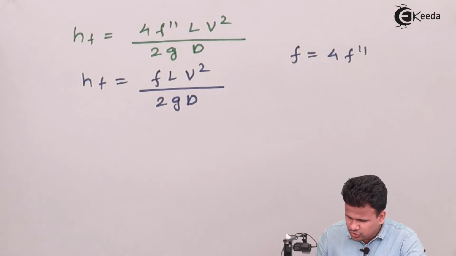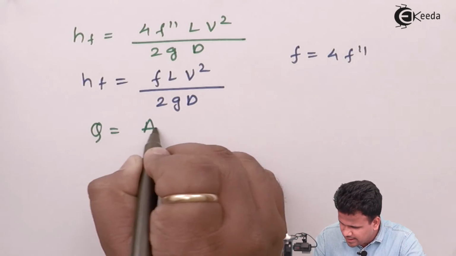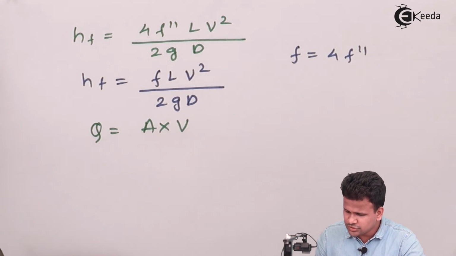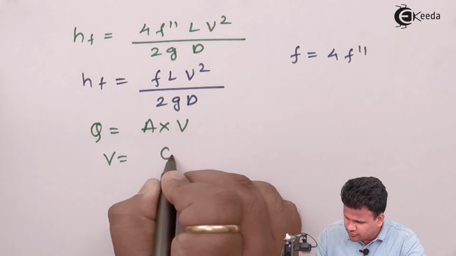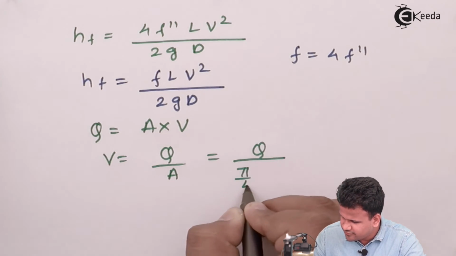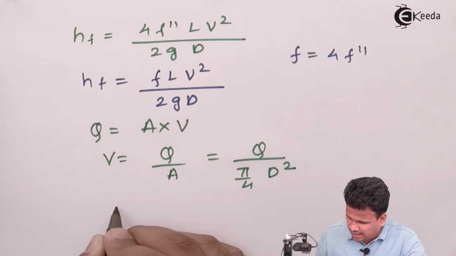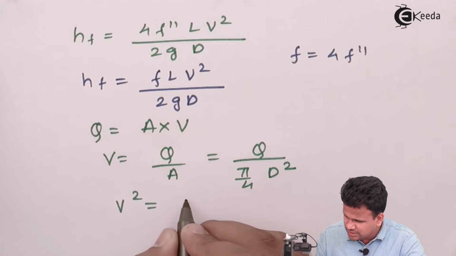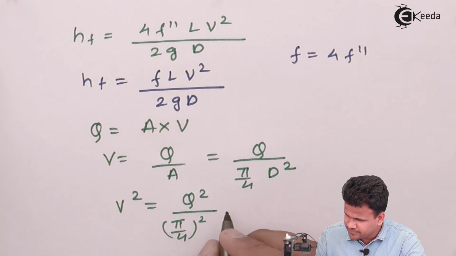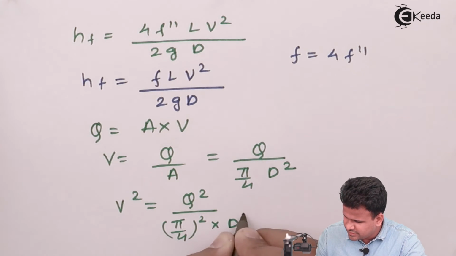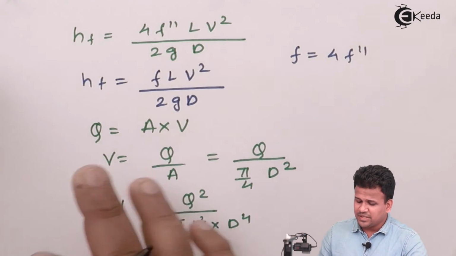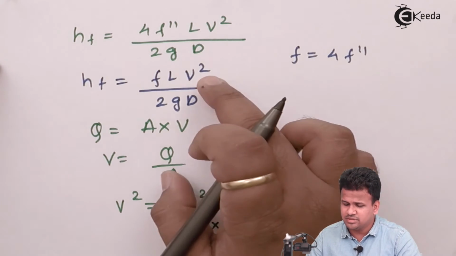Now we know that Q equals area into velocity. So velocity will be equal to flow rate upon area, so this will be Q upon pi by 4 d square. And if I write V square, this will be equal to Q square upon pi by 4 the whole square into d raised to 4. Let us substitute the value of velocity in this equation. Now this will be the head loss in terms of velocity.